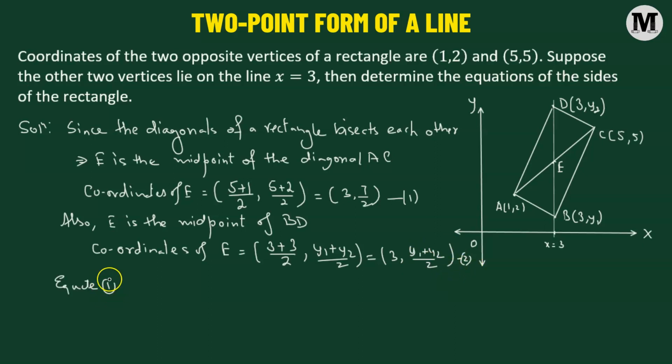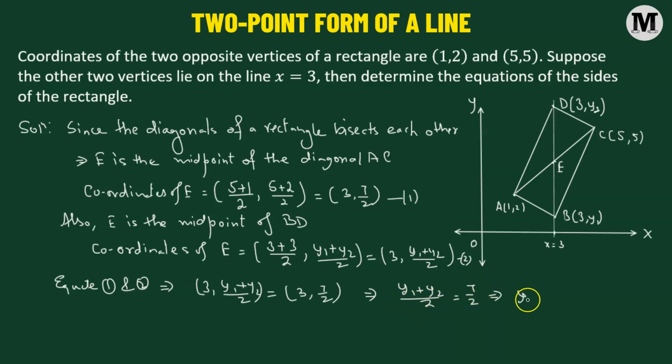And we can equate 1 and 2 because they are the same coordinate values. So that means we have (3, (y1 + y2)/2) exactly equal to (3, 7/2). They are the same coordinate points. Now 3 equals 3 because the x coordinate is the same. Similarly, the y coordinate is the same. That's going to give us (y1 + y2)/2 = 7/2. Or simply put, y1 + y2 = 7. Let this be equation number 3.